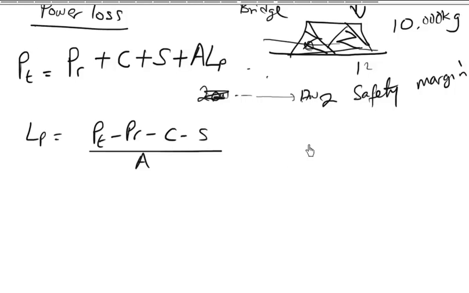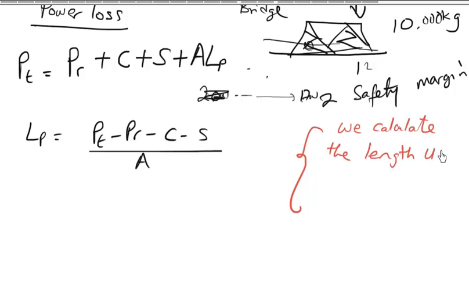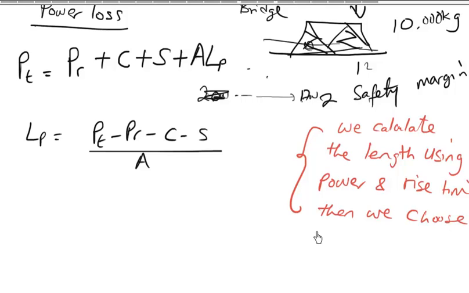Now take note of this. We calculate the length using power (dB) and rise time, right? Then we choose the smaller one. The reason why? No need to worry about why. Just know that we choose the smallest one.